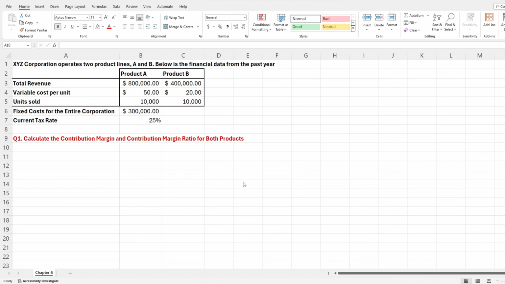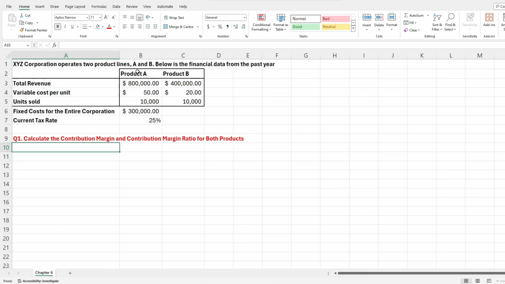Alright guys, so welcome back to our first example for chapter 6. I'll be looking at the questions and also be giving a step-by-step analysis so it's very easy to follow. So first looking at the question, XYZ Corporation operates two product lines, A and B. Below is the financial data for the past year.